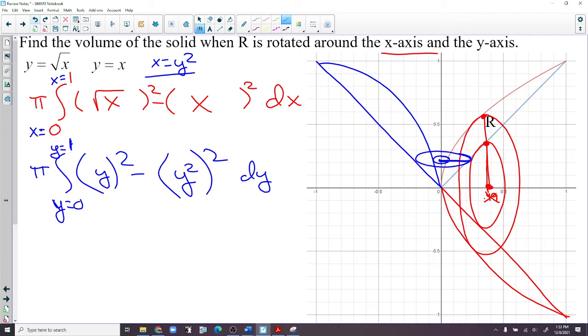So when you do your homework, you got to make sure you know whether you're integrating with respect to x or with respect to y, and that'll be a big deal on the test. You know, that'll lose you some points.